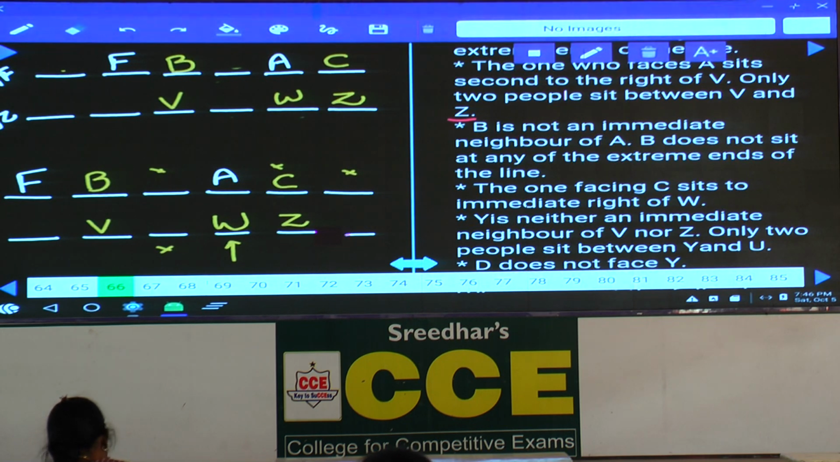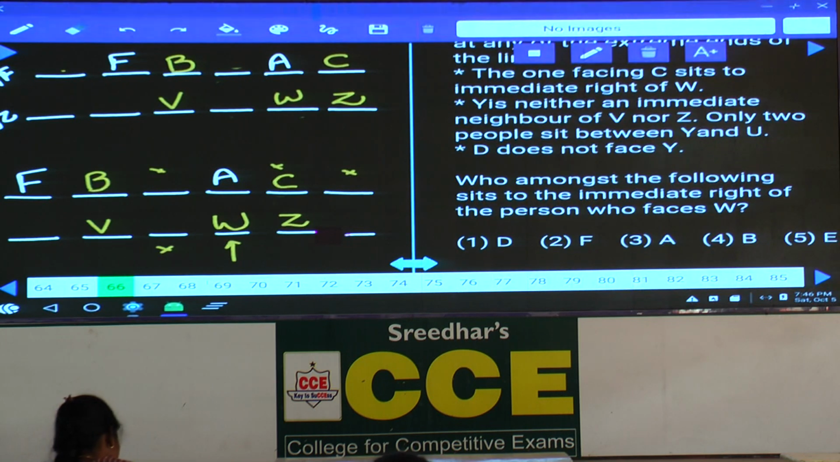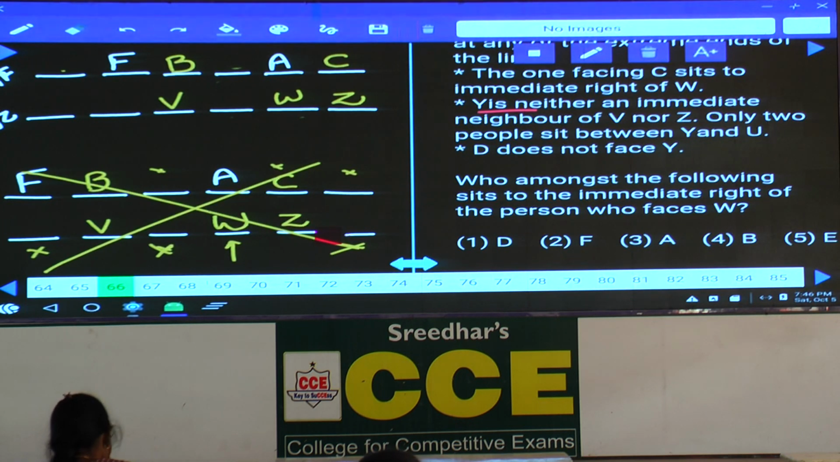Next, Y is neither an immediate neighbor of V nor of Z. Y cannot be adjacent to V and Z. Hence Y cannot be in these two places. Y cannot be here. Hence there is no possibility for Y in the second case, and the second case is invalid. Y is not an immediate neighbor of V or Z, hence Y must be here.